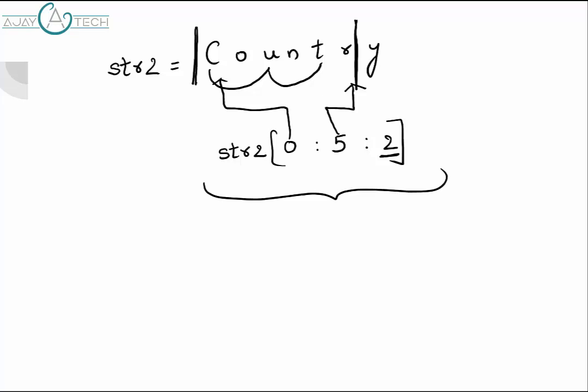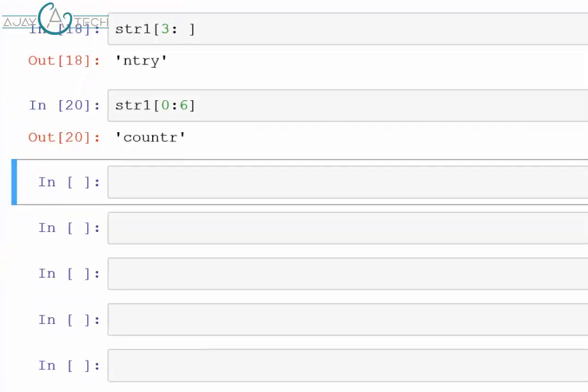So in our case, we are going to retrieve every other character, every second character from the first character. This would give me the output as C, U, T. By default, this parameter would be 1, which means it retrieves all of the characters beginning from 0th index. Let's see how the extended slice works in the Jupyter notebook.